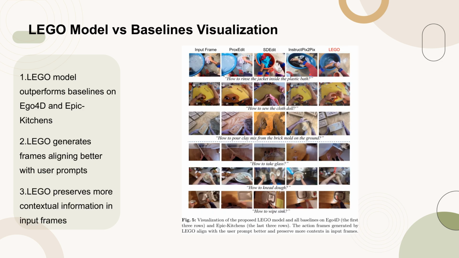Figure 5 presents a visualization comparison between the proposed LEGO model and several baseline models on two datasets, Ego4D and Epic Kitchens. The first 3 rows display results from Ego4D, while the last 3 rows show results from Epic Kitchens. The LEGO model demonstrates superior performance by generating action frames that more accurately align with user prompts and retain a greater amount of contextual information from the input frames. This is in contrast to the baseline models, which either fail to understand the user prompt or generate frames that do not semantically align with the action described.